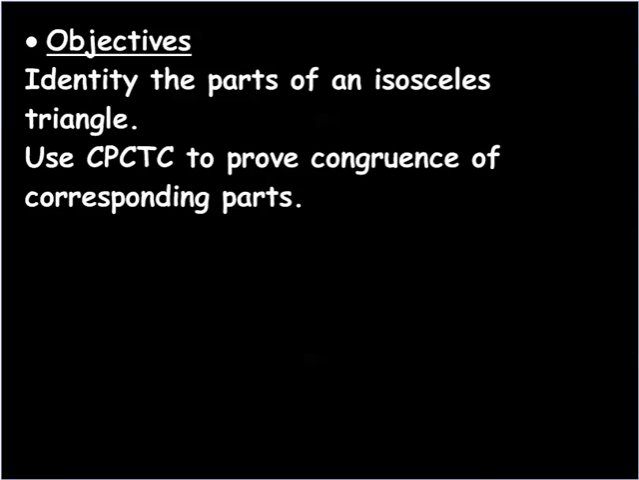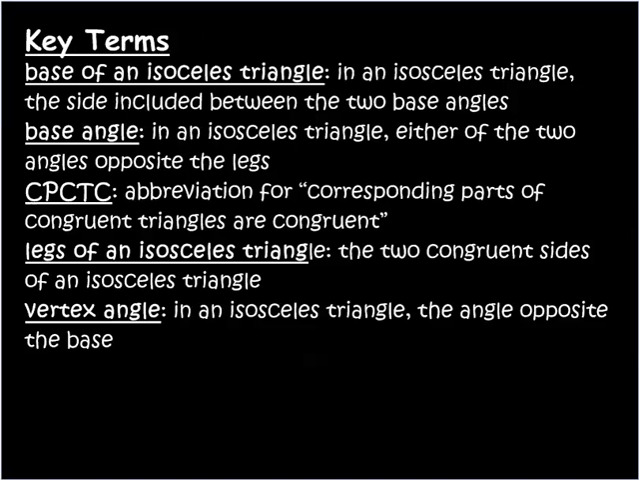The objectives we're going to be covering in this lesson are to identify the parts of an isosceles triangle and use CPC-TC to prove congruence of corresponding parts. And you may be asking, just what do those letters mean? And I will be glad to share it with you.